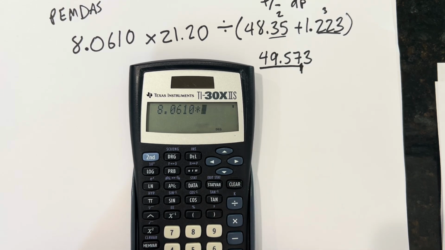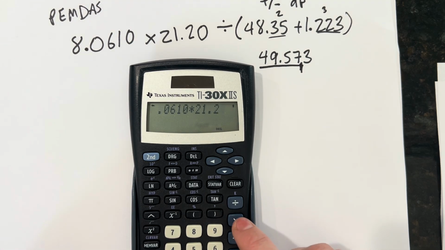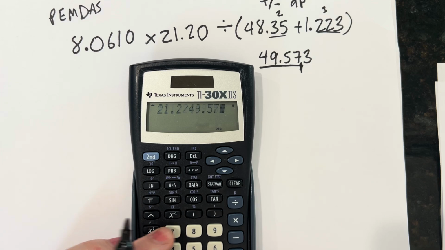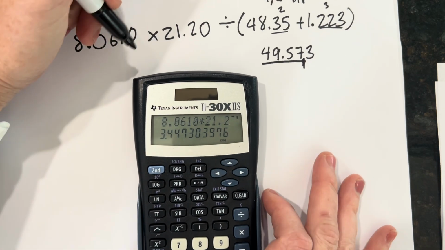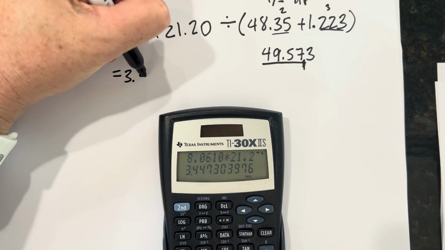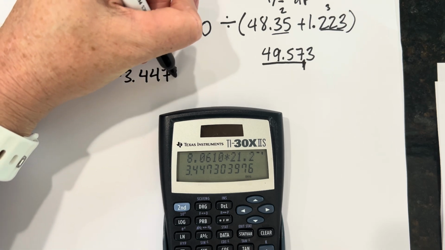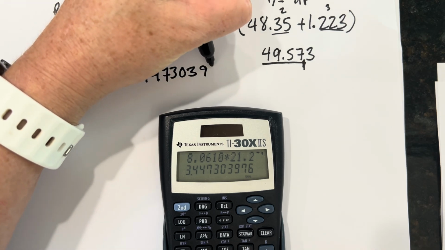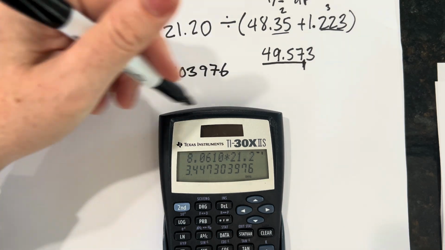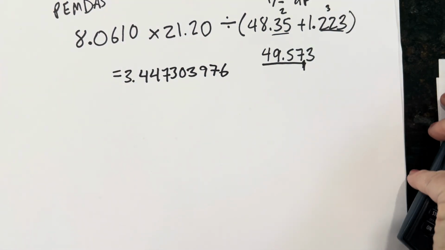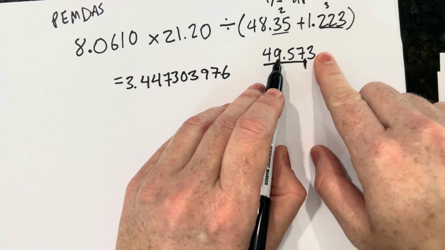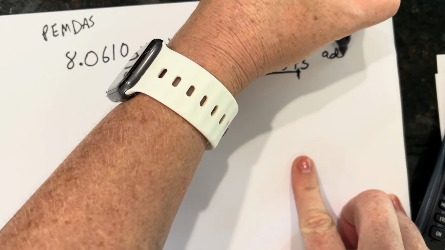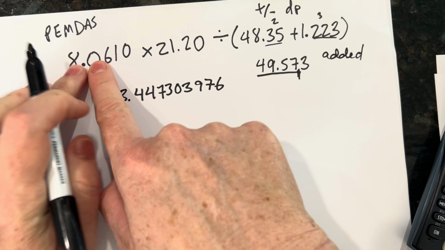8.0610 times 21.20, you don't need the 0, and then divide it by 49.573. Okay. When I do this, I get an answer of 3.44730976. And you'll get in the habit where you realize you don't need to write all those numbers, but it's healthy right now for us to just make sure. Okay, so hopefully you agreed. Here we added, right? But here we multiplied or divided.